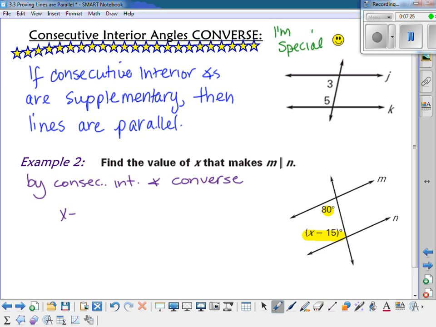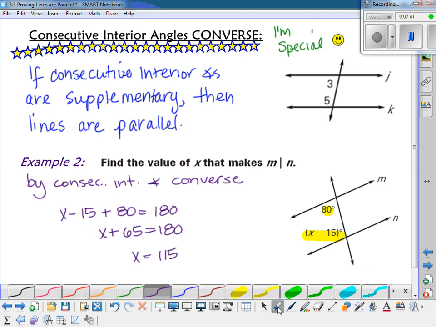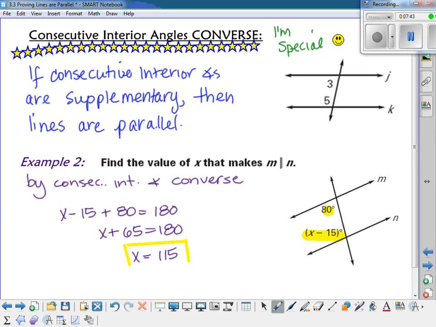I know that they would have to add up to 180. So x minus 15 plus 80 would have to equal 180. Then combining like terms, I have x plus 65 is equal to 180. Subtracting 65 from both sides, I get that x is equal to 115. Therefore, if x is equal to 115, then I know that the lines are parallel.